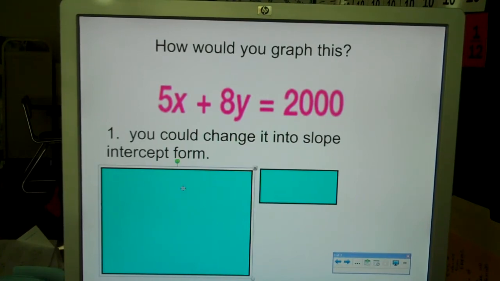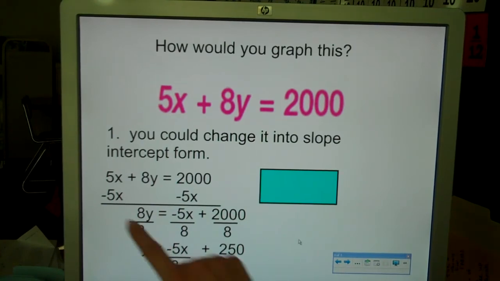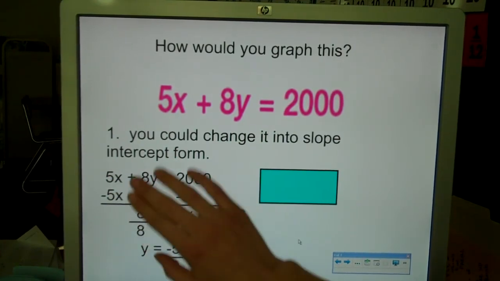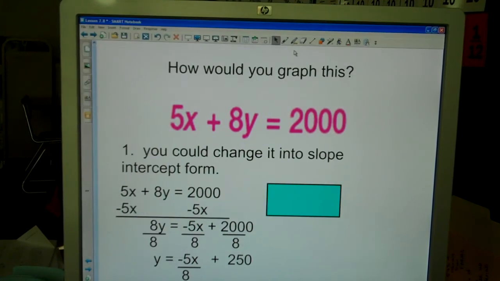I'm going to reveal this behind door number 2. There it is. Look at all that work. We did minus 5x, brought down the 8y, divided by 8 on all sides. Show you some canceling here. That canceled. We canceled with our 8s, divided by 8. Oh my goodness, we ended up with a fraction here, and then we ended up with a whole number here. So when we did that, now we could graph this from here.